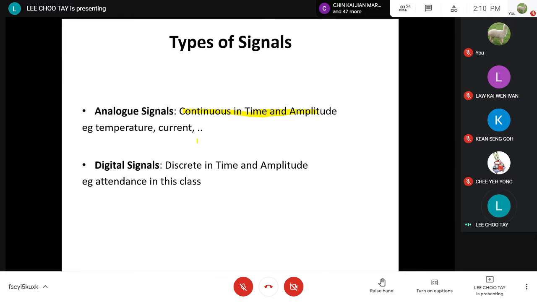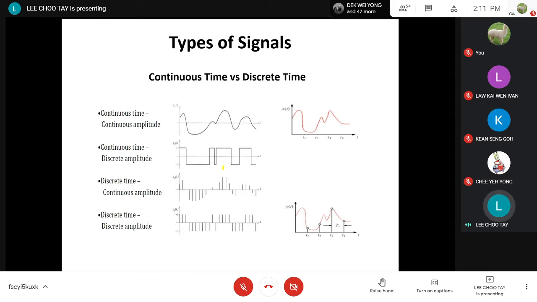And digital signals are basically discrete in time and amplitude. That means the signal only appears at a certain time, lasts for a certain duration, and the amplitude also can only have some definite value. It cannot have any value. As far as signals are concerned, the easiest way to see what kind of signal it is is by looking at the waveform.